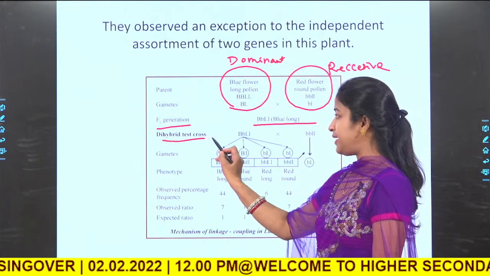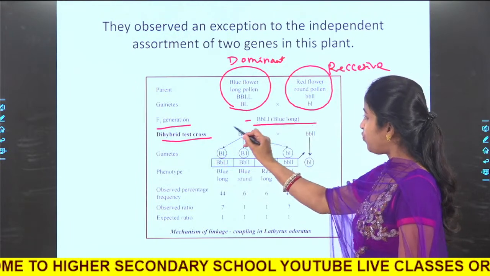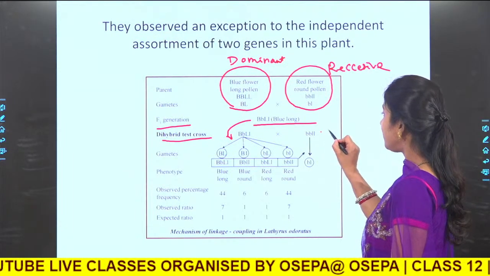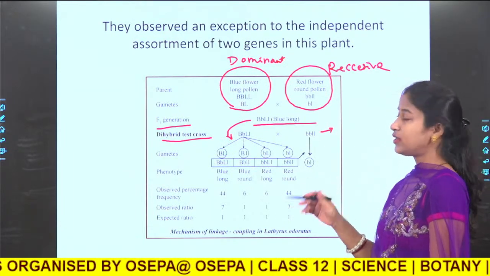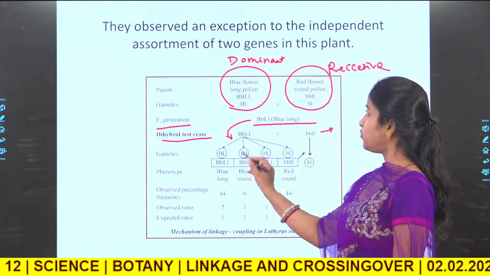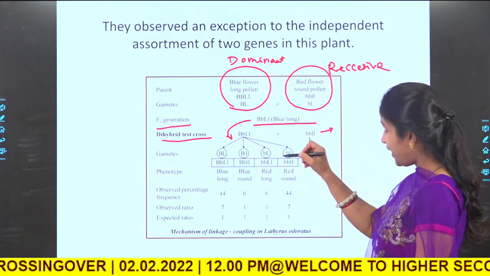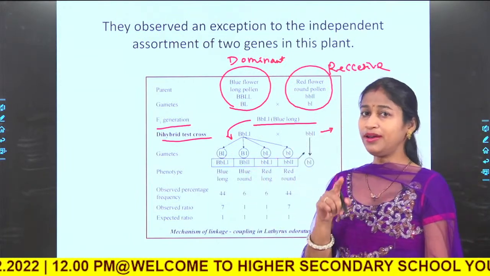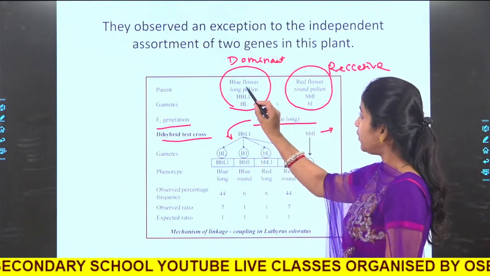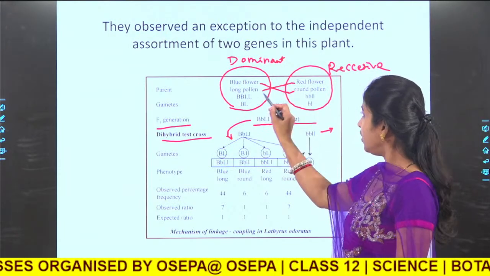Now, this is the dihybrid test cross. When they went for a test cross using the F1 progeny with the recessive parent, they got 4 different combinations, as expected. Two of them are parental types, blue flower long pollen and red flower round pollen, whereas the other 2 are recombinant types, a new combination: blue flower round pollen and red flower long pollen.